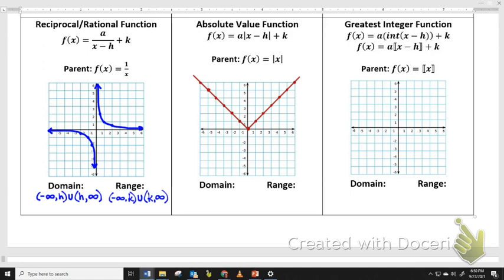My domain on this, there is no x value that I cannot find the absolute value of as long as it is a real number. So this is going to be all real numbers from negative infinity to positive infinity.